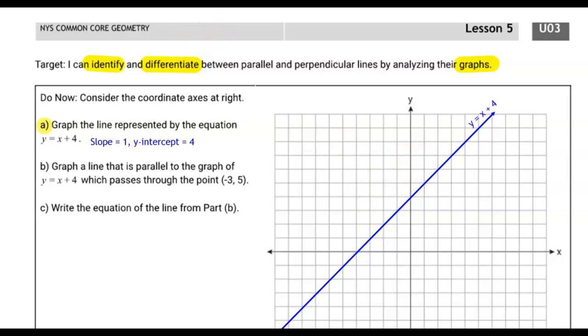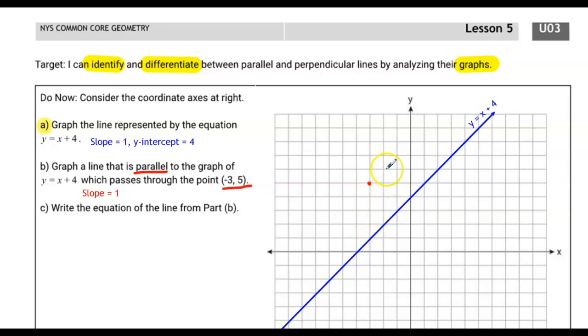For the second part, it asks us to draw the graph of a line which is parallel to this line. Parallel meaning it has the same slope, and it also must pass through the point -3, 5. So now we have a couple of pieces of information. We know it has to be parallel to the previous line, which means it has to have the same exact slope, and it must pass through -3, 5. So let's first plot the point -3, 5. So backwards by 3, and 1, 2, 3, 4, 5 up. Here's the point in question.